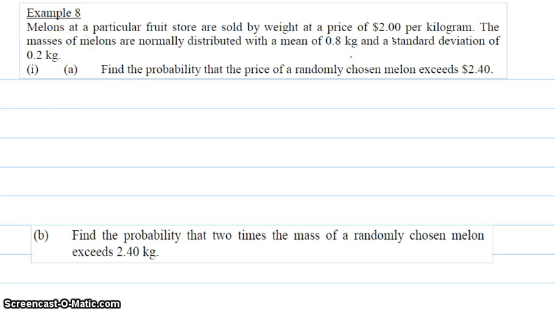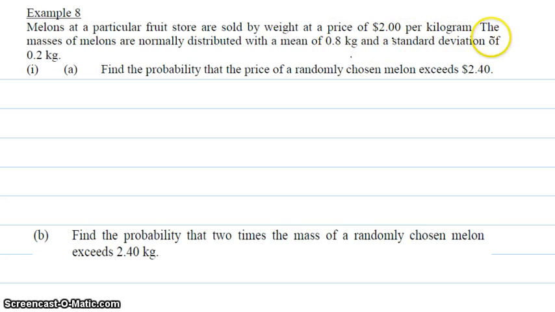Example 8. Melons at a particular fruit store are sold by weight at the price of $2 per kilogram. The masses of melons are normally distributed with a mean of 0.8 kilograms and a standard deviation of 0.2 kilograms. Find the probability that the price of a randomly chosen melon exceeds $2.40.